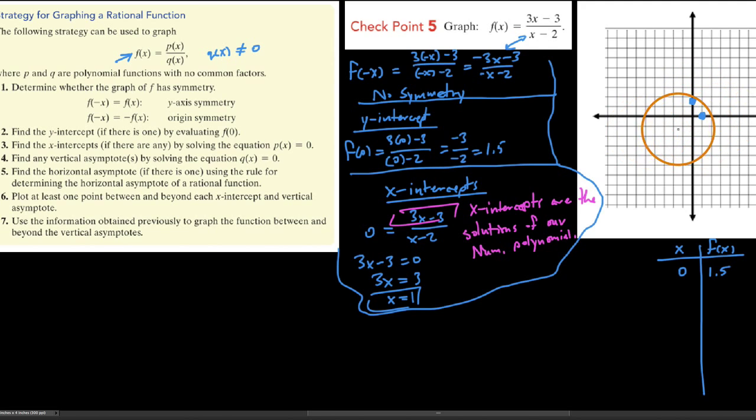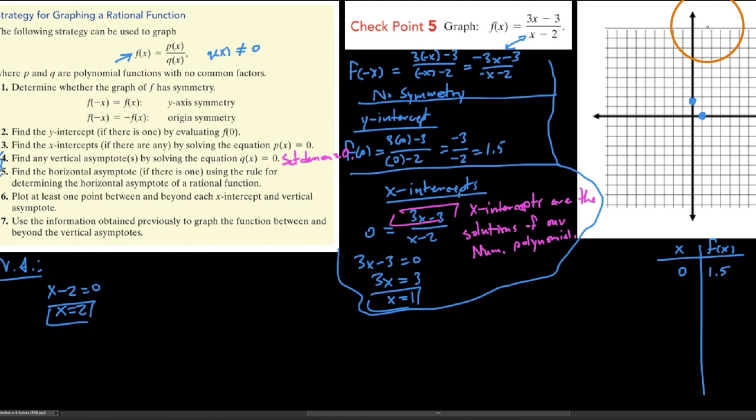So here's what we found out about our graph so far. Symmetry, x-intercept, y-intercept, not necessarily in that order. Now, steps 4 and 5 are essential steps. We're going to do this for every rational function. Find the vertical and horizontal asymptotes. Starting with finding vertical asymptotes, it says do this by solving the equation q of x equals 0. In other words, we're going to set the denominator equal to 0. These are always easy to find because we're going to set our denominator equal to 0. So we say if x minus 2 equals 0, then x equals 2 is one of our vertical asymptotes.